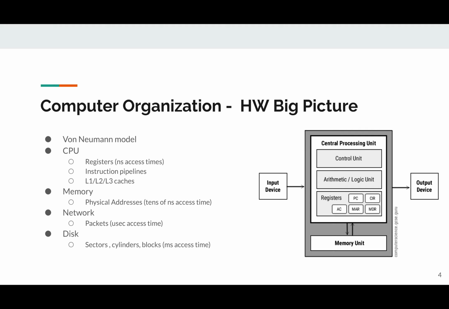And finally, we can talk about the disks, which are persistent storage, and we can persist our files. That's where the bulk of our data is actually stored, and these can have right now access times in the order of milliseconds.